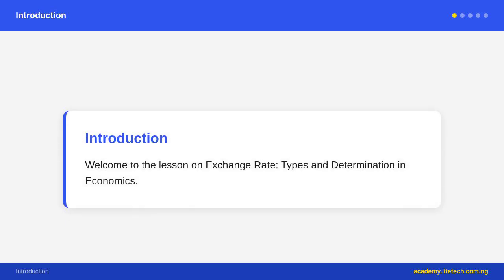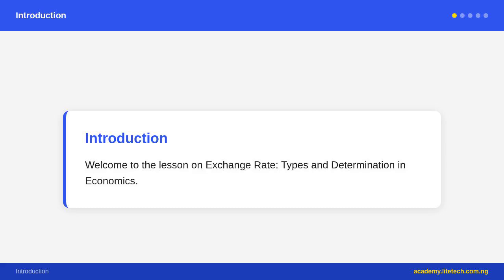Today we study exchange rates, the price of one country's currency in terms of another country's currency. The exchange rate has profound effects on trade, inflation, investment, and living standards. Nigeria's naira has experienced significant depreciation against the US dollar, from approximately 200 naira per dollar in 2016 to over 1,500 naira per dollar in 2024.